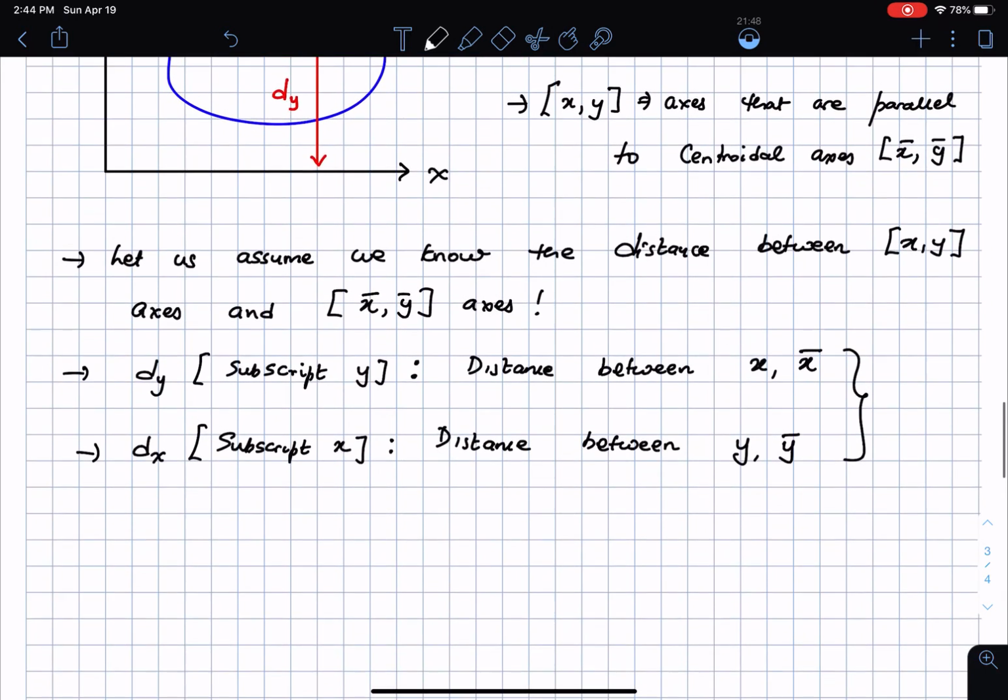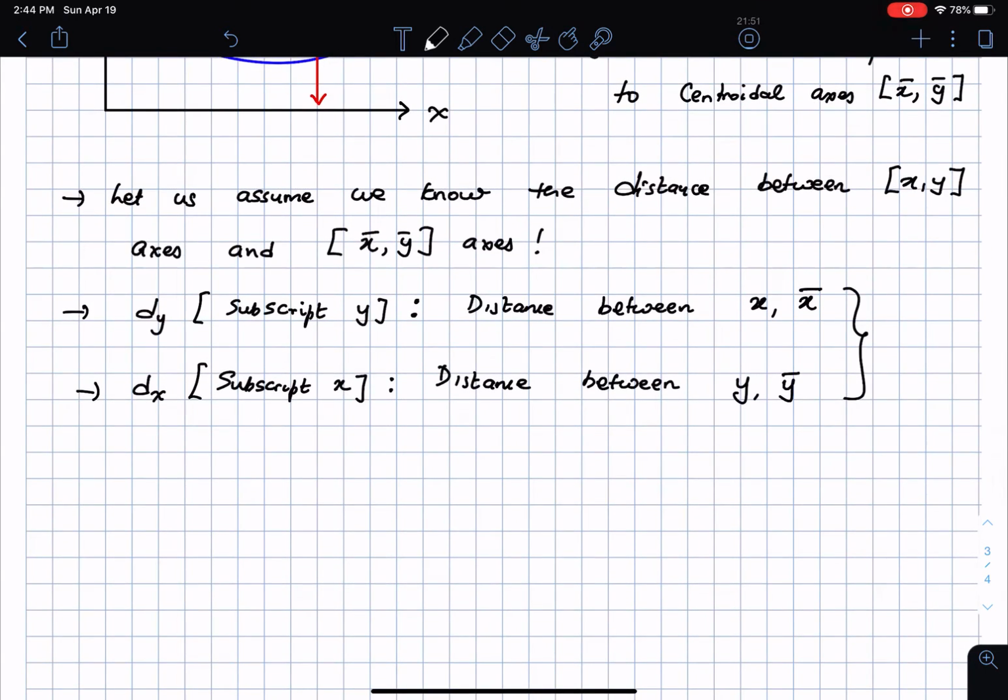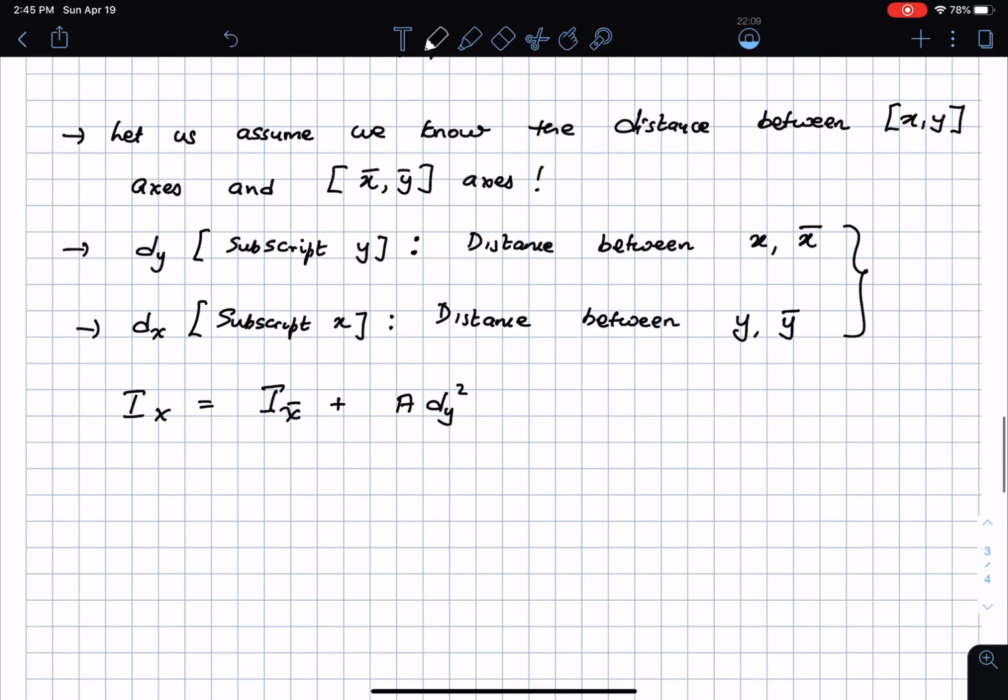Then here is the following idea. Ix, which is the moment of inertia about the x-axis, is going to be Ix bar plus the area of that arbitrary shape times dy squared. Then Iy is Iy bar plus area times dx squared. This is the parallel axis theorem.